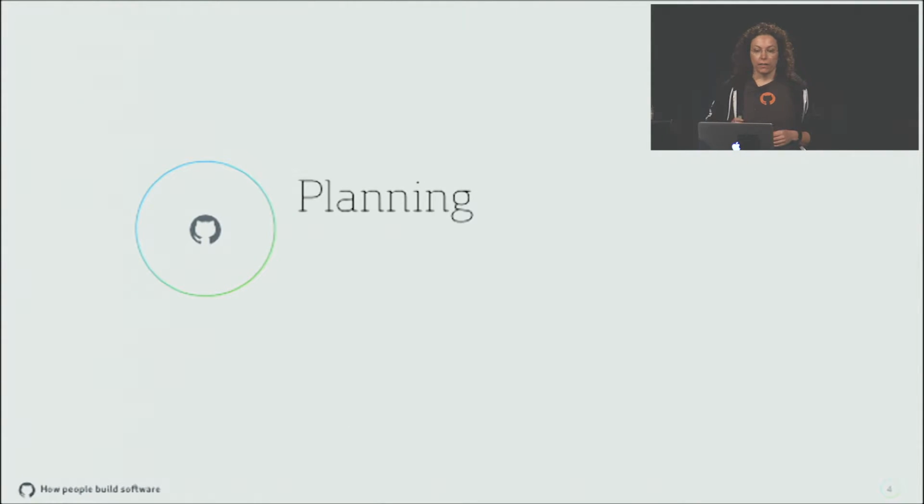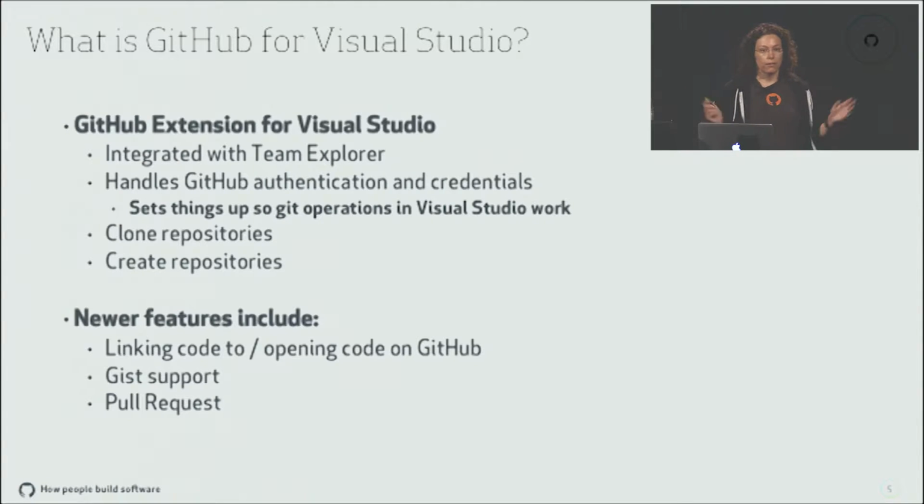So let's start with the planning phase. What is the GitHub extension for Visual Studio? It's basically a Visual Studio extension, which is basically a class library. It's just a DLL, a bunch of them, packed in a little zip file that the installer just unzips somewhere and then Visual Studio loads. The particular challenge with the extension is that it is integrated with Team Explorer. I'll show what it is in a bit.